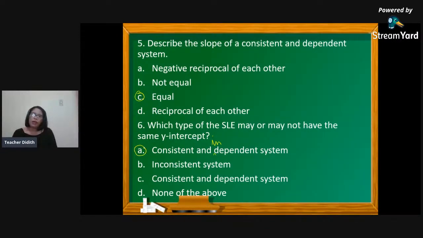For inconsistent system, they have different y-intercept. For consistent and dependent, same with their slopes, they also have the same y-intercept because they are equivalent equations. So the answer is A. Okay. So I've changed choice A. Instead, I made this consistent and independent system.